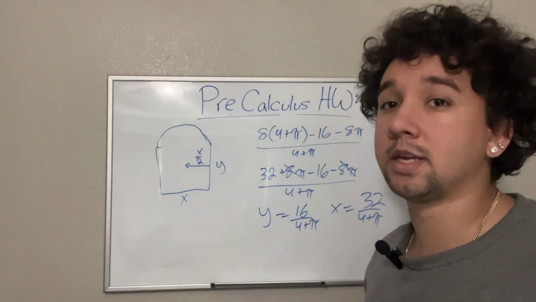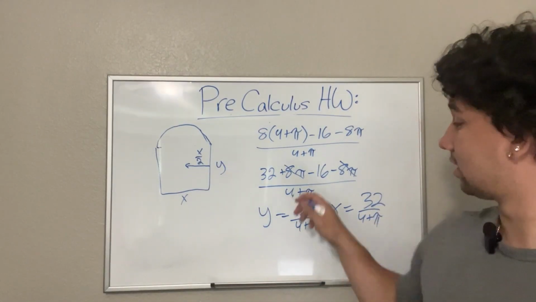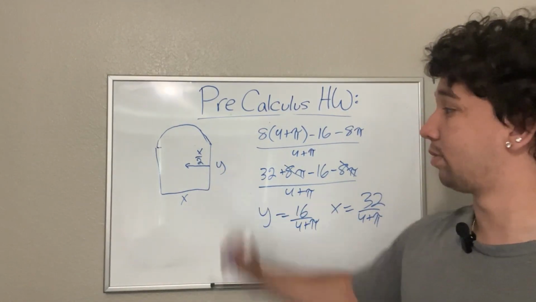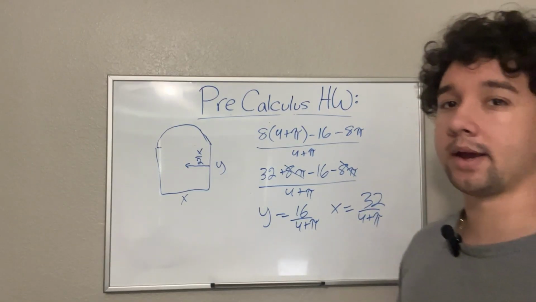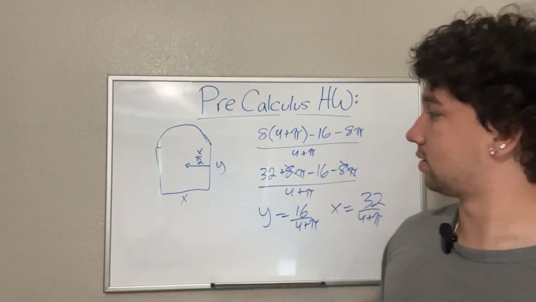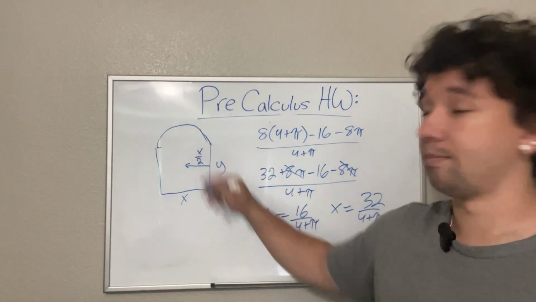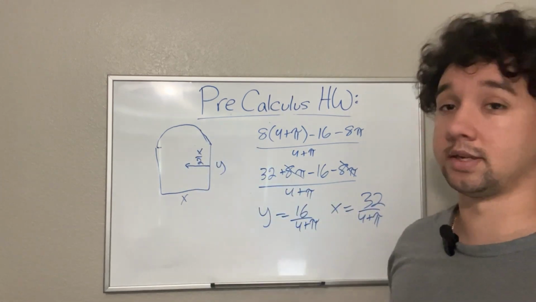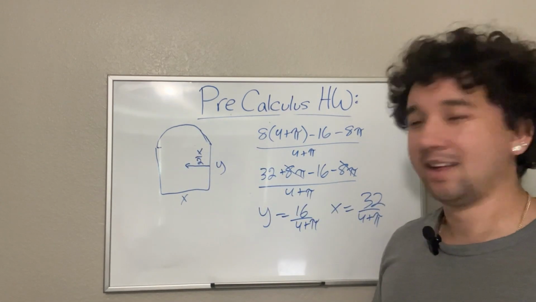And that gives me my dimensions for this thing. My x value has to be this, my y value has to be this. If I plug it into that area formula we got in the beginning, xy plus pi times x divided by 2 squared, it would give me my area maximized considering those dimensions. Whew, that was a lot.